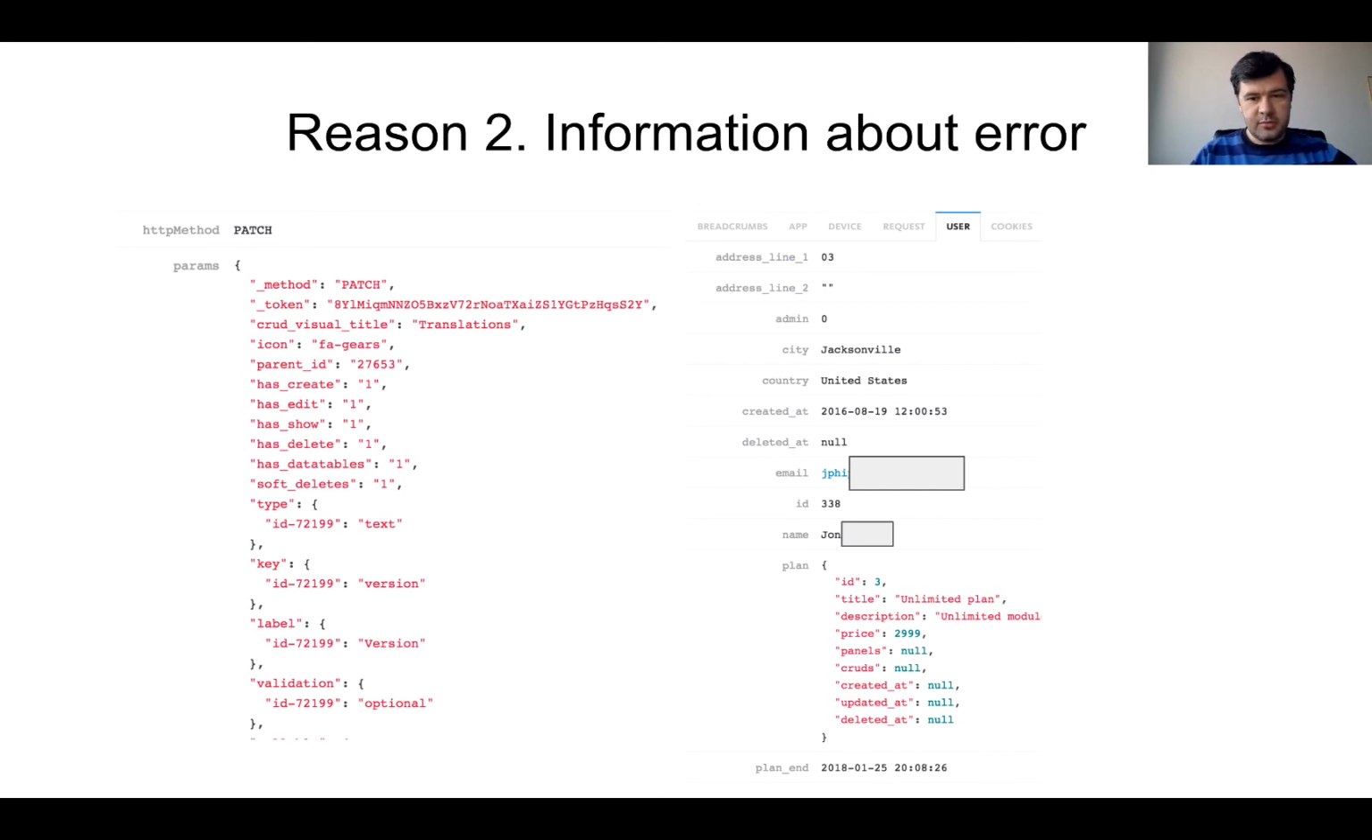So this thing saves time for not guessing, and you immediately see what happened for that user. So that's reason number two, how much information you get about the error, including IP address, including device, including like cookies, a lot of things. I've shown just two of them. So reason number two, information about the error, which saves time.